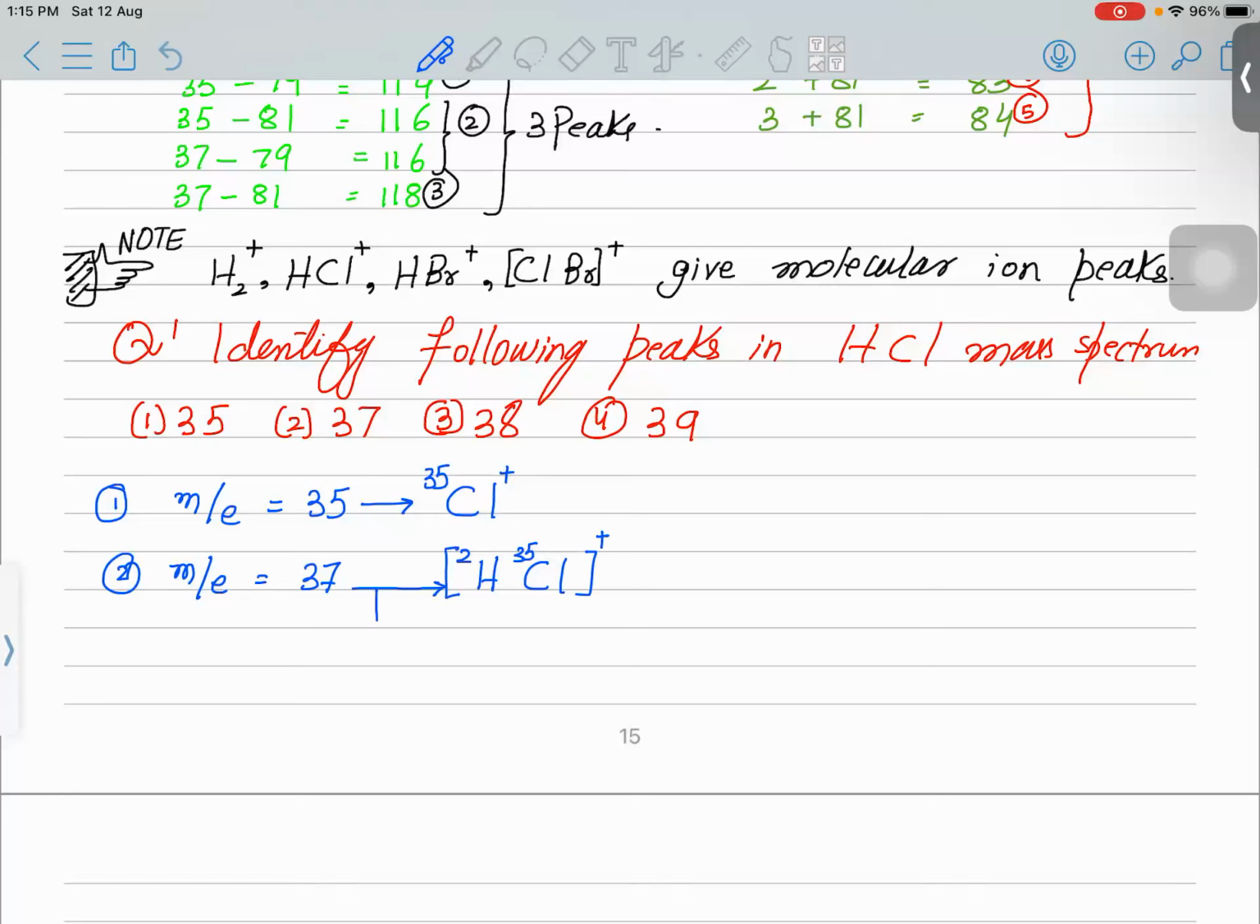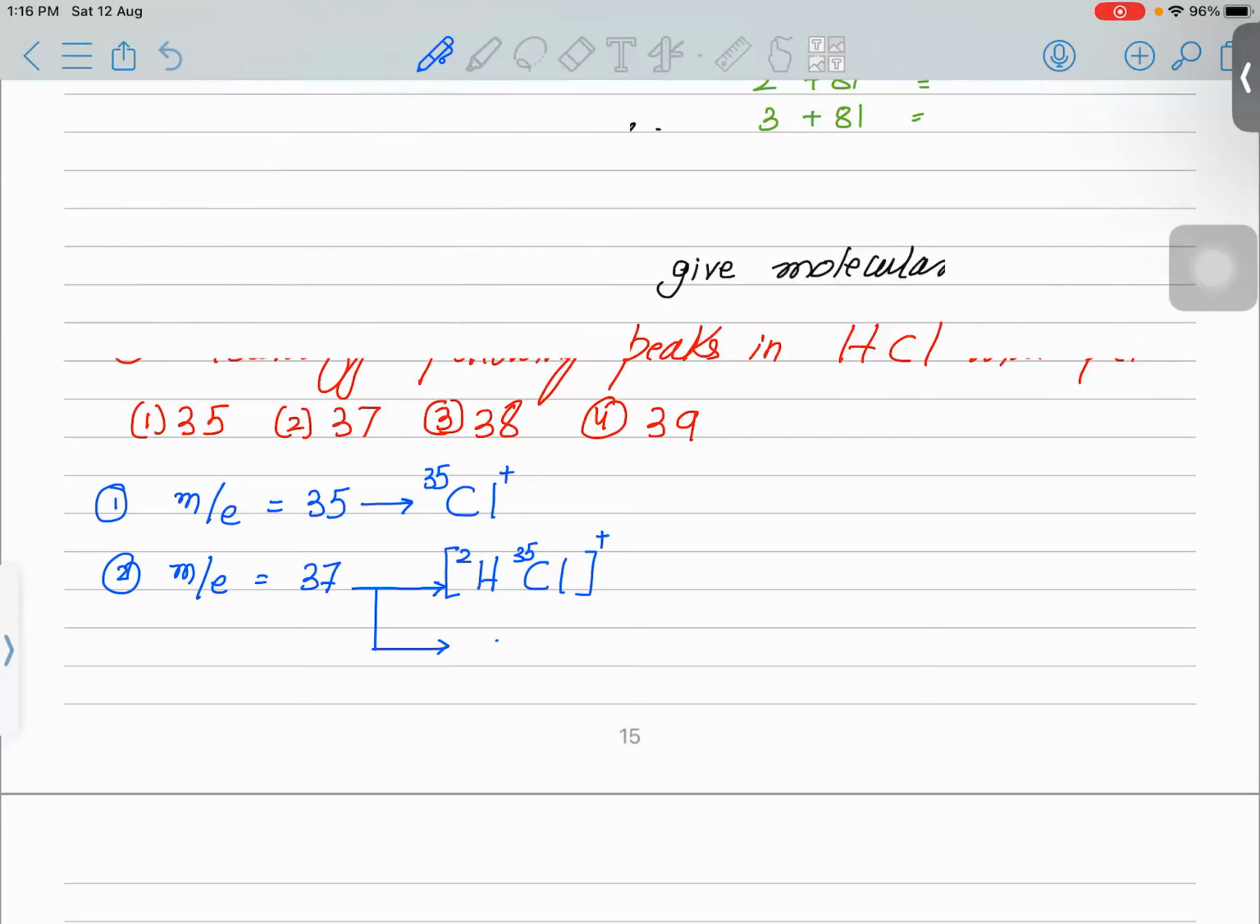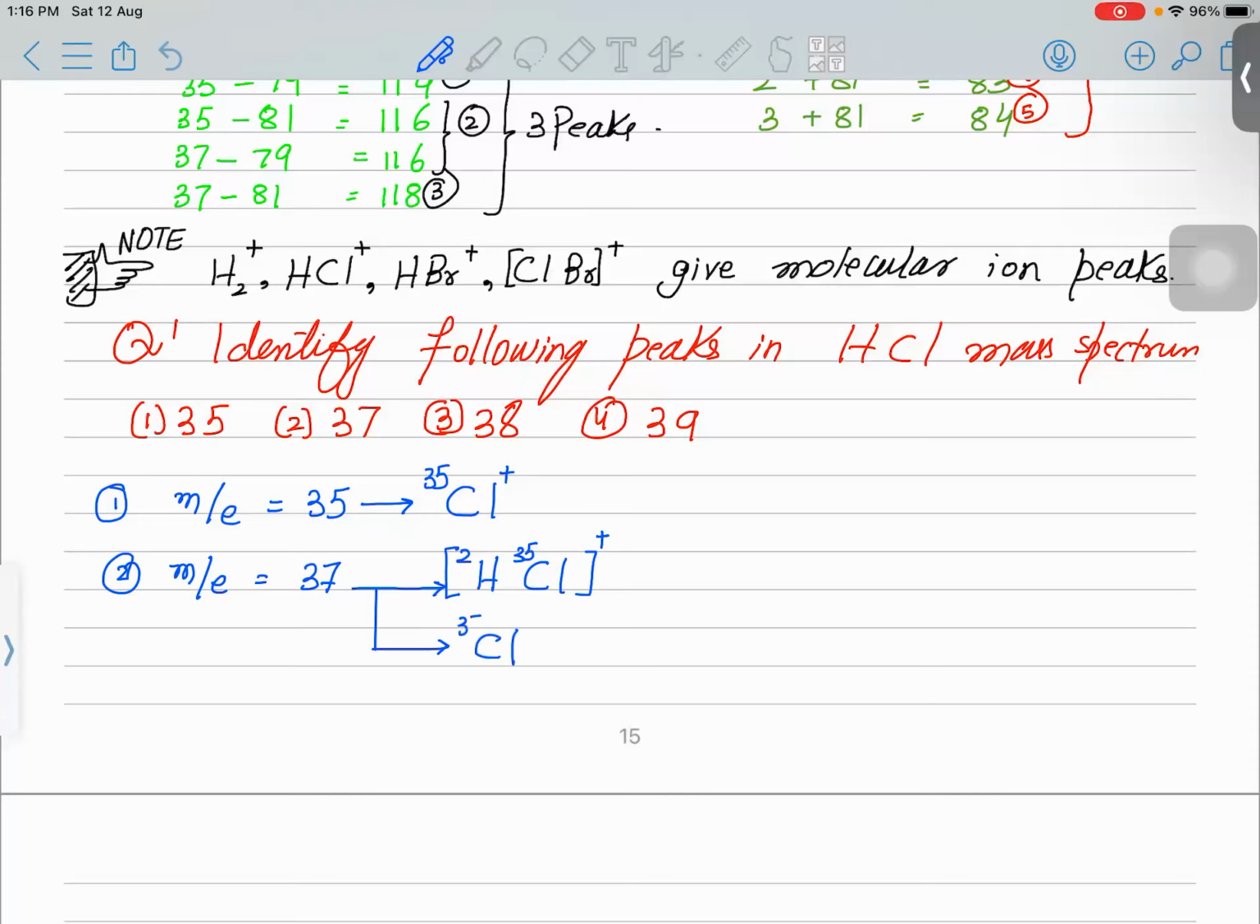You have another option for 37. Only Cl37 released, hydrogen is not released. Very good. This is chlorine 37. So chlorine 37 is an atomic ion peak, or ionic peak, right? And HCl is the molecular ion peak.